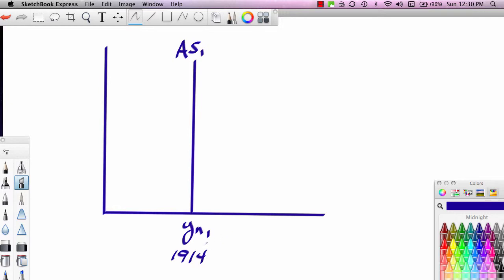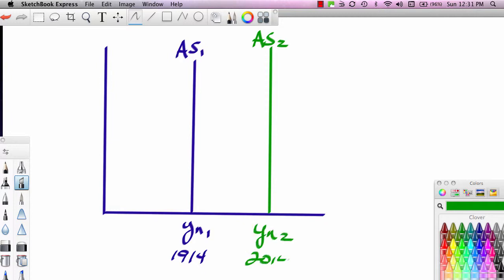That's a very, very easy proposition to defend. So what has happened over the last 100 years is the natural rate of output has increased in the United States dramatically. And this movement is shown by shifting the long-run aggregate supply curve to the right. So let's go ahead and label this YN2, and this is 2014. Better finish labeling, put a P over here. This is the price level.